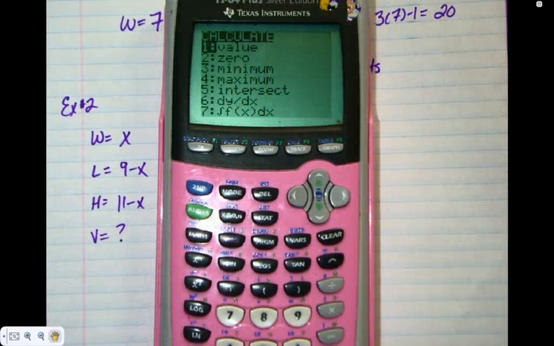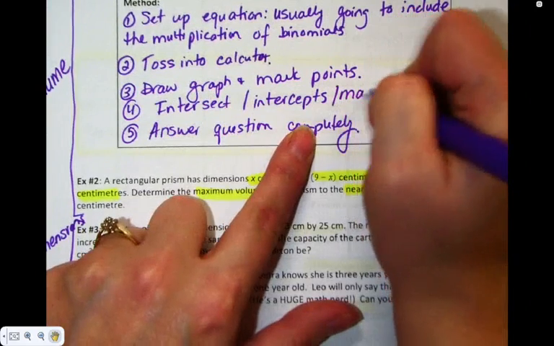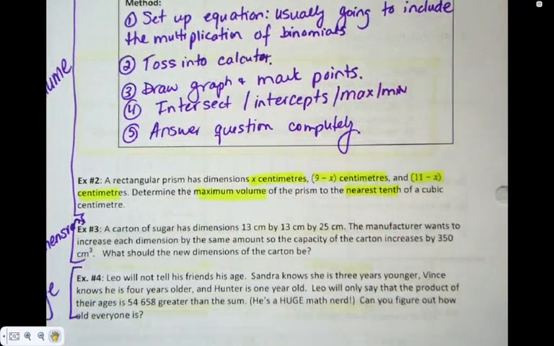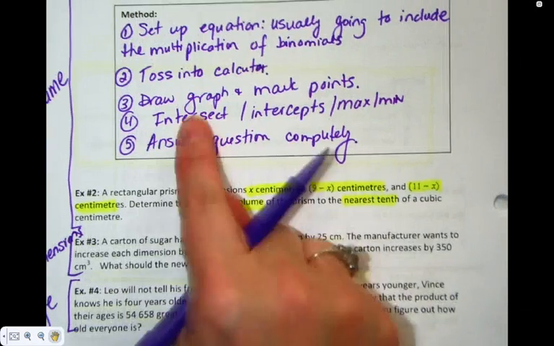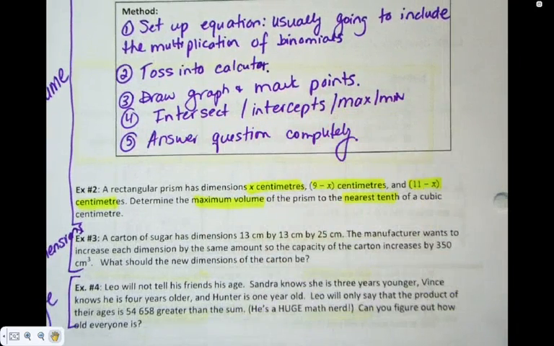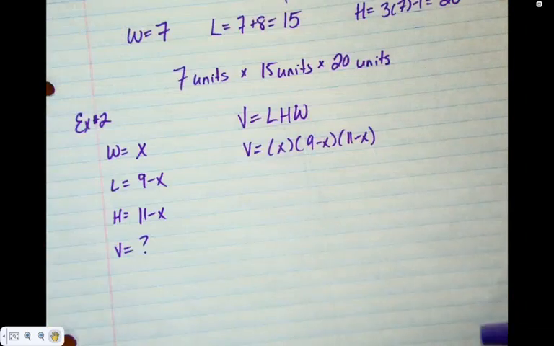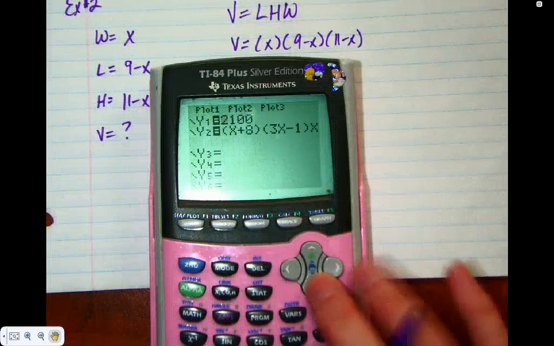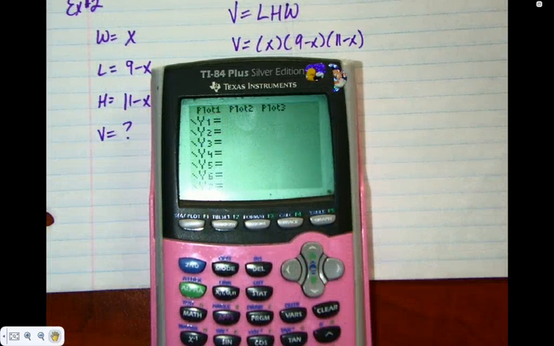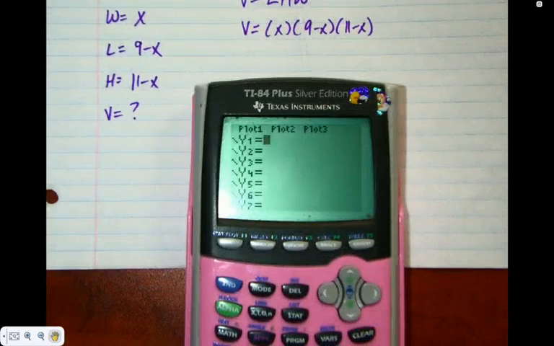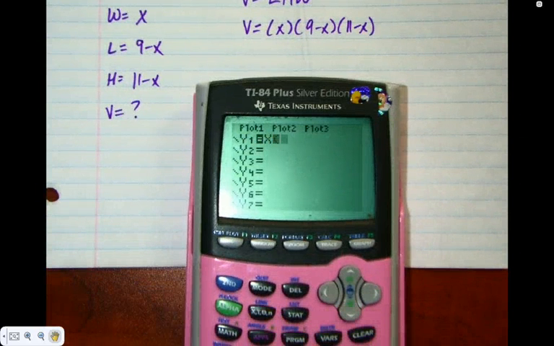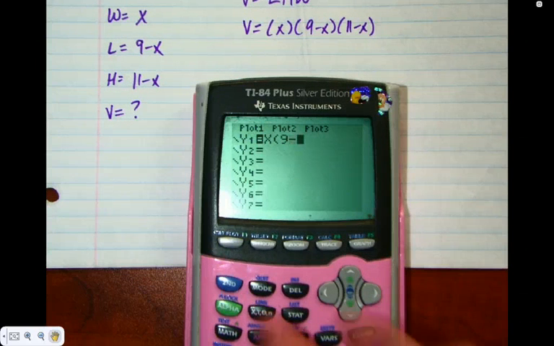Yeah, so when we go into second function calc, what do you see in there? Maximum. So I just want to go back to step 4. It could be max slash min, just depending on what the question is asking. So it could be intersect, could be intercepts, could be max or min, and it will just all come from what the question is asking. So in terms of using our calc, what it means is we're not going to have a y1 and a y2. We're just going to have y1. So we're just going to put in the right-hand side as we see it. So x, 9 minus x, and 11 minus x.